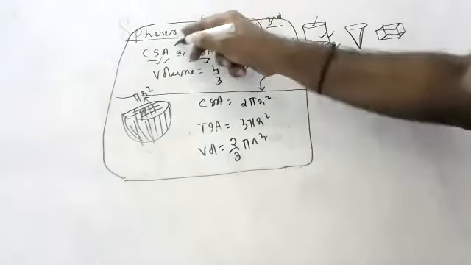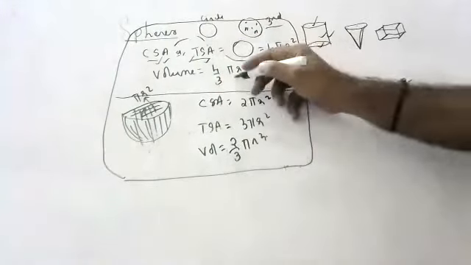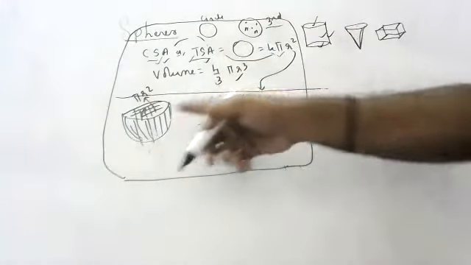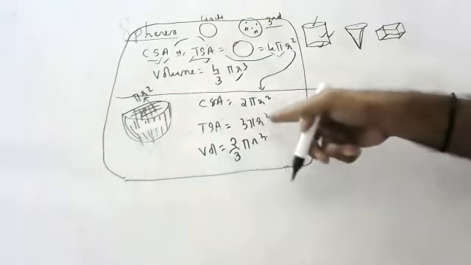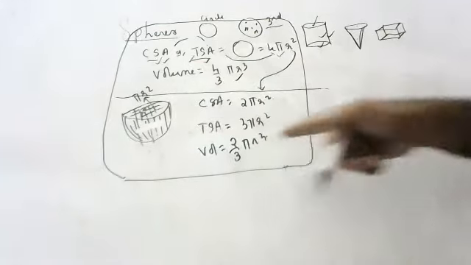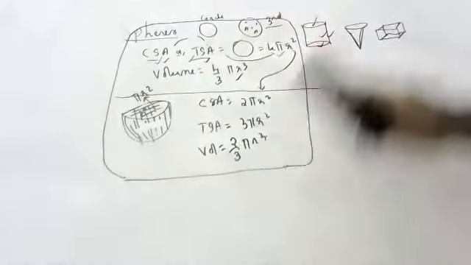So for a sphere, CSA and TSA are equal, and the formula is 4 pi r square. Volume, the inside space, is 4 by 3 pi r cube. And for a hemisphere, CSA is just this, 2 pi r square. TSA is this plus this, 3 pi r square. Volume, the inside space, is 2 by 3 pi r cube. Shall we start, children? So these are the formulas.